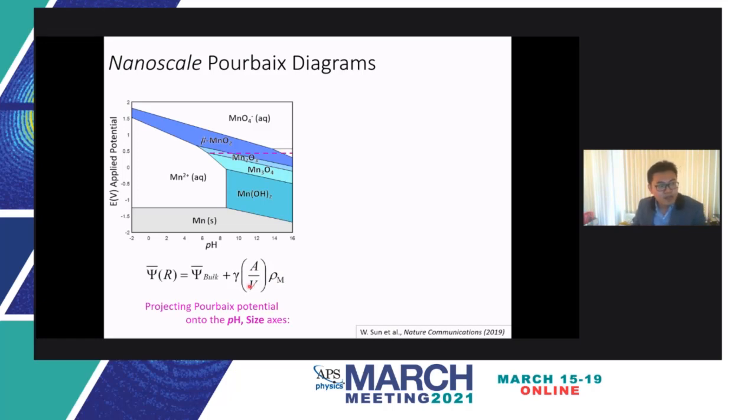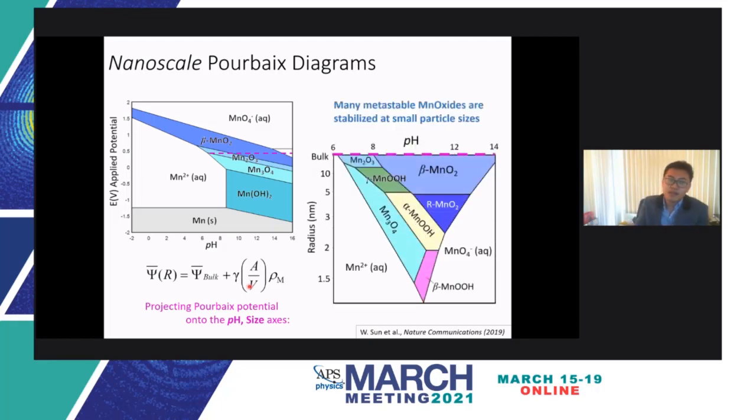So I can take a slice of the Pourbaix diagram, fix the redox potential at some value, and then project a nanoscale Pourbaix diagram. Now I'm projecting the whole thermodynamic potential along the pH and the radius thermodynamic axes at fixed redox potential. And look at this. A variety of metastable manganese oxides are stabilized at the nanoscale.